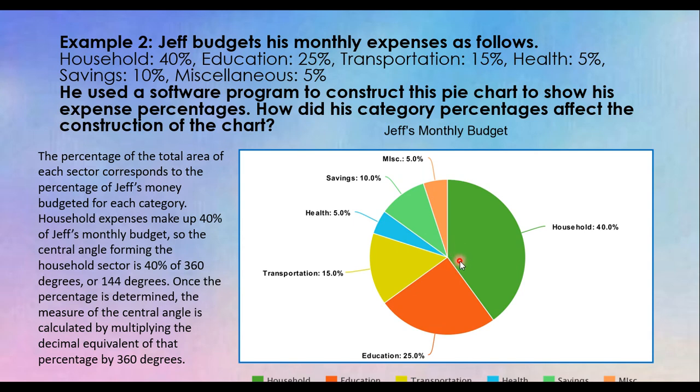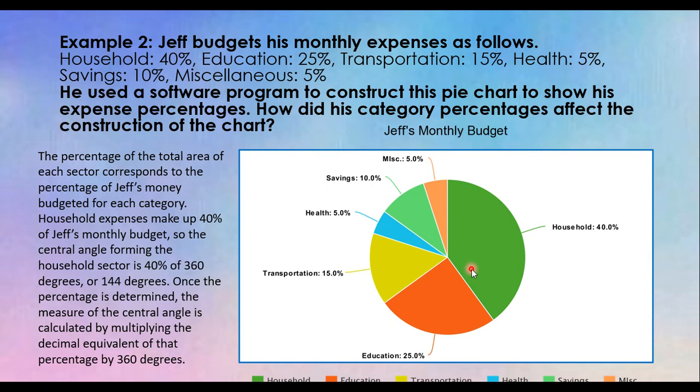This value of theta right here is going to be 40% of 360 degrees, since 360 degrees is an entire circle rotation, right? So this has to be 40% of that to make sure that this is proportional to 40% of the pie, right? 40% of 360 is 144 degrees. So this obtuse angle is 144 degrees in measure.